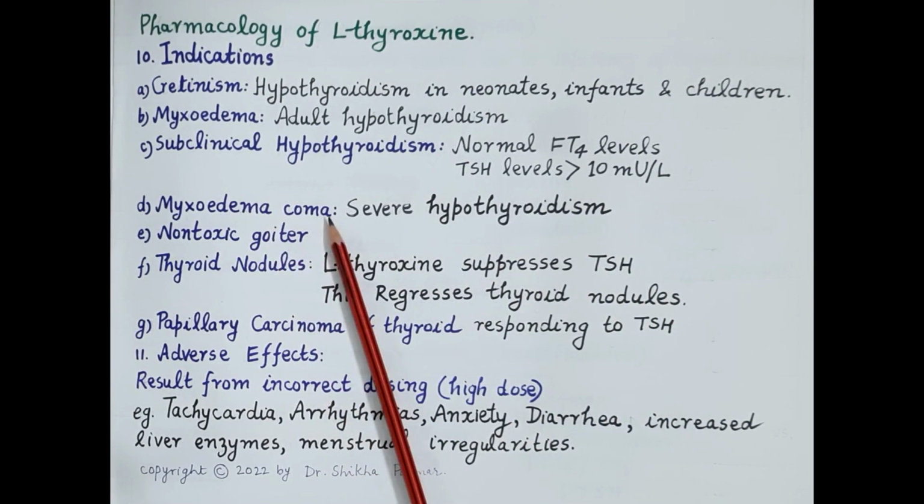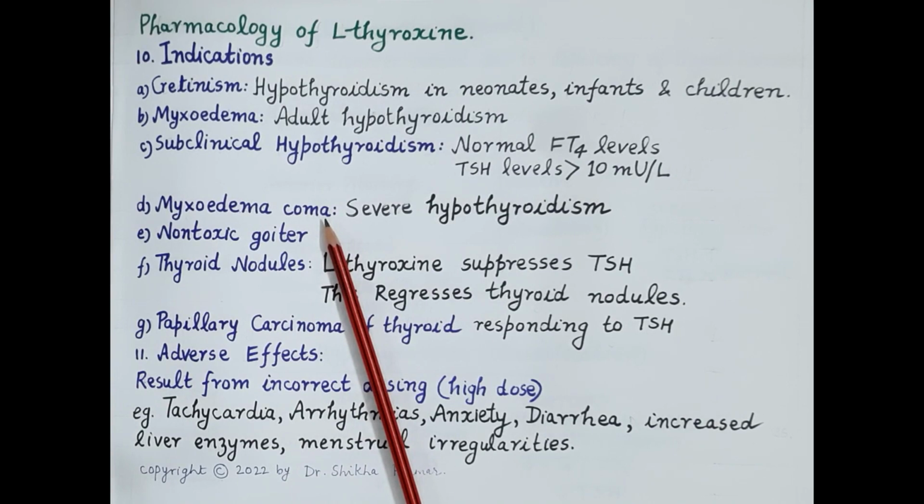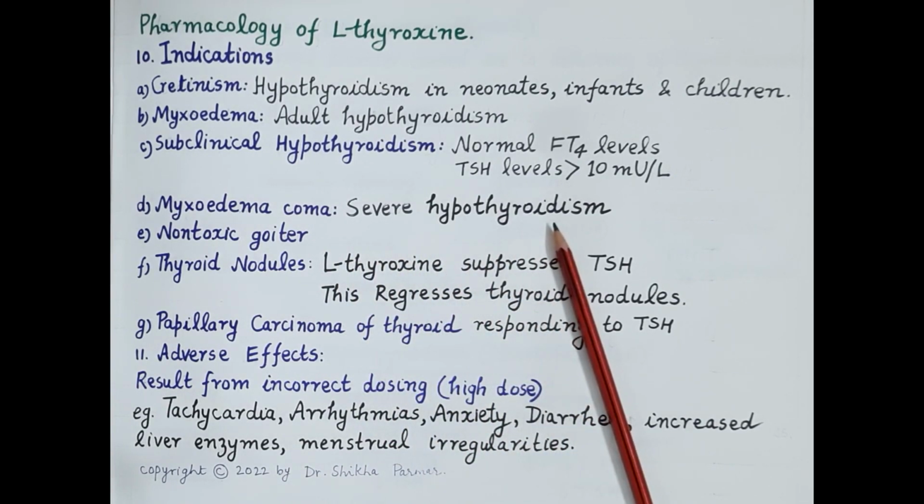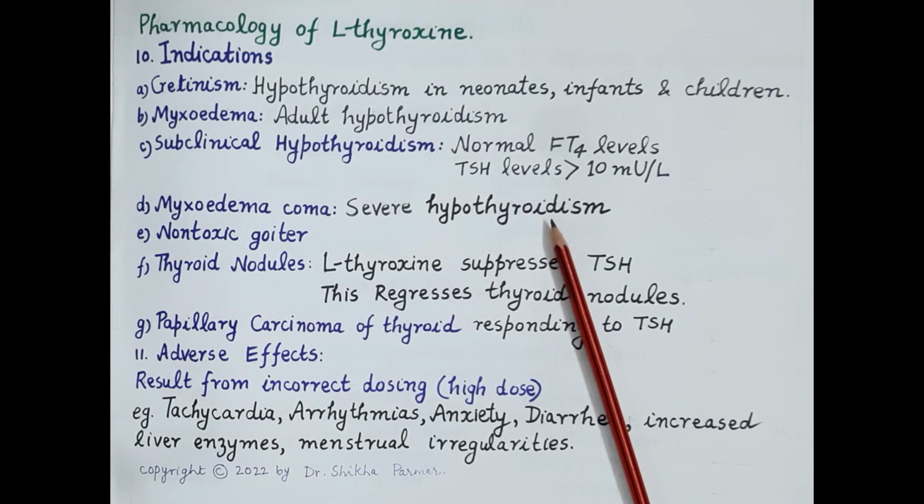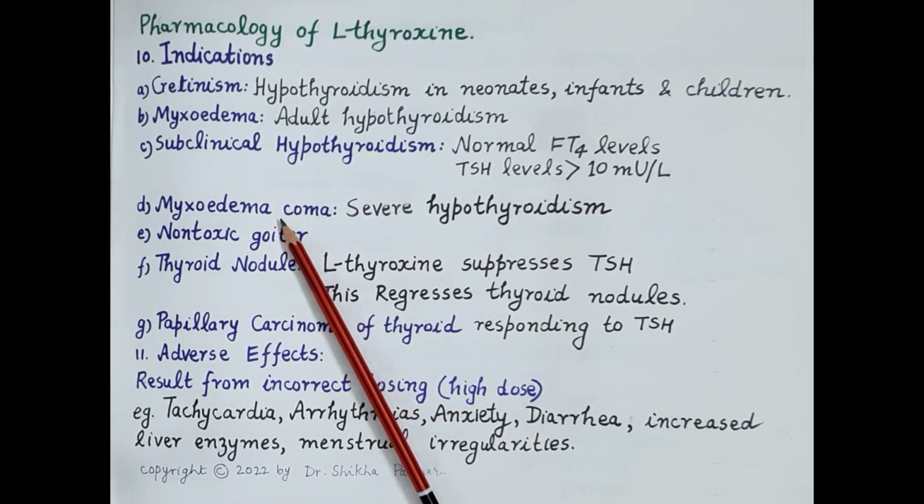Then myxoedema coma. This is an emergency situation with severe hypothyroidism. Rapid thyroid replacement is very essential. So, L-thyroxine IV is initiated and this is followed by oral therapy as per the discretion of the physician. And since this is an emergency situation and can cause significant mortality, other essential supportive measures and drugs are also used by the physicians for the management of myxoedema coma.